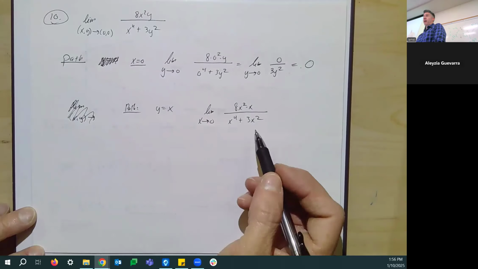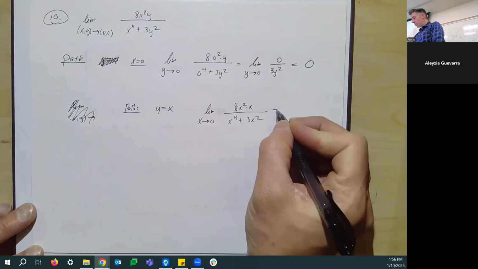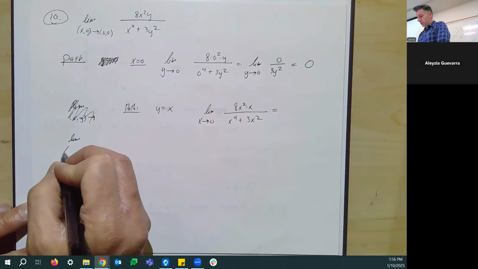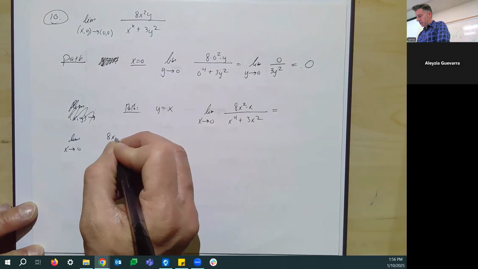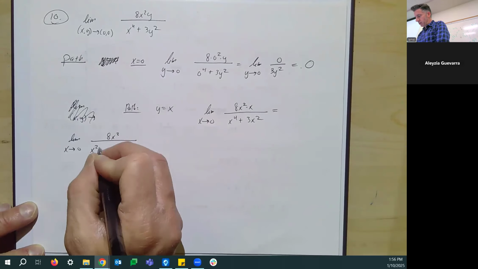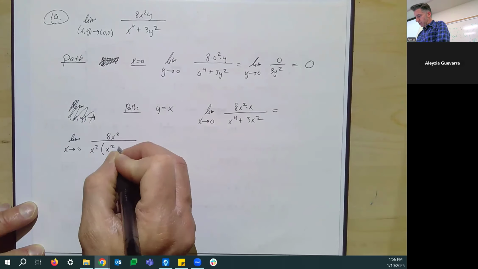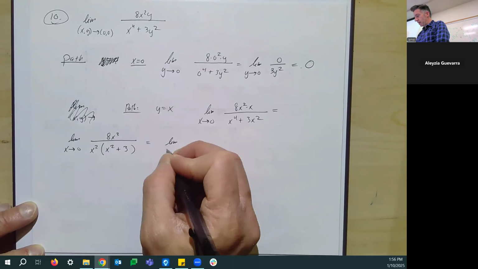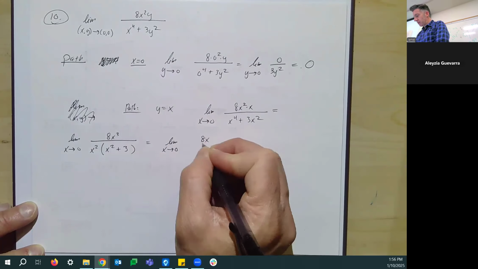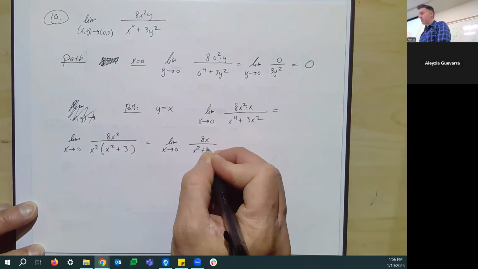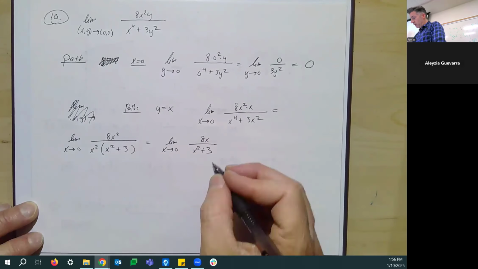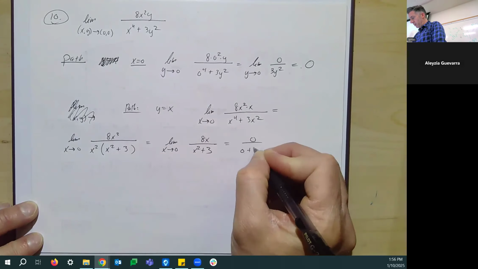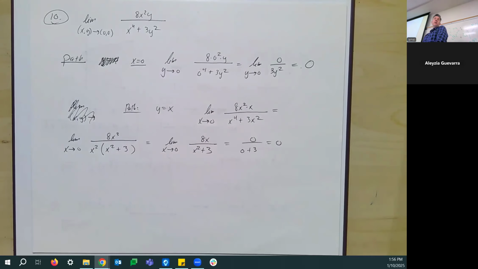Here, in the denominator, I can factor out an x squared. So I can rewrite this as the limit as x approaches 0 of 8x cubed divided by x squared times x squared plus 3. I can cancel the x squared and get the limit as x approaches 0 of 8x divided by x squared plus 3. I can then plug in the 0 and get 0 divided by 0 plus 3, which is 0. Which doesn't help me because it doesn't tell me the limit doesn't exist. It also doesn't tell me the limit does exist.